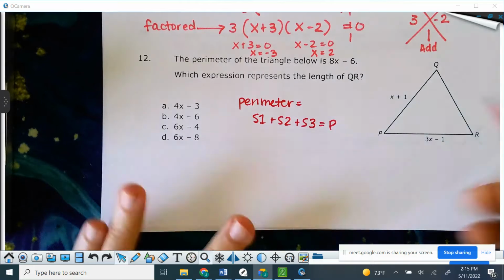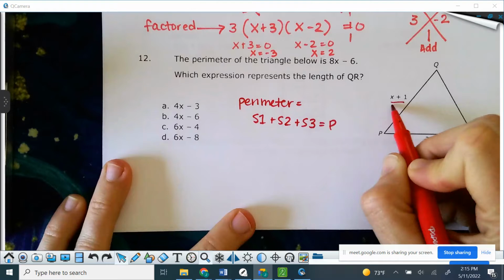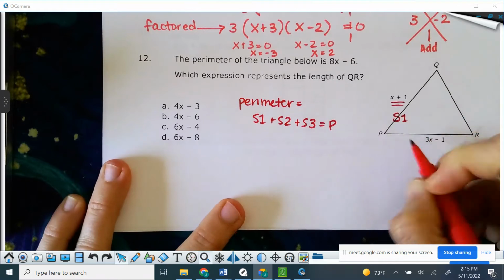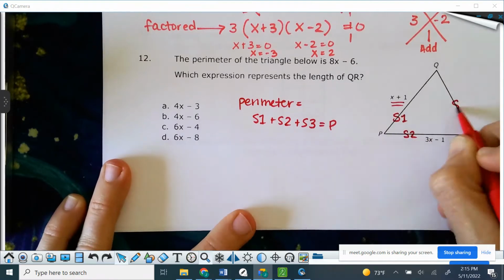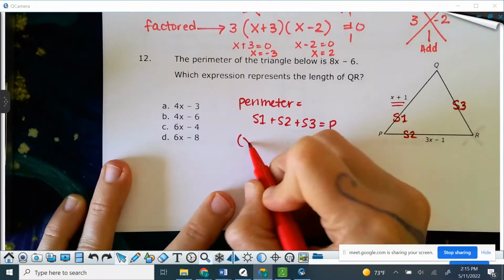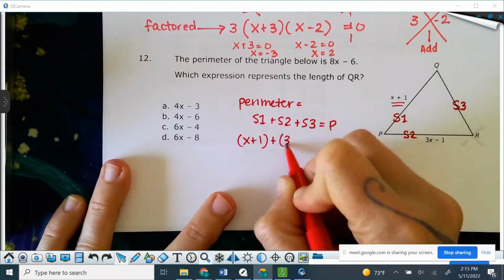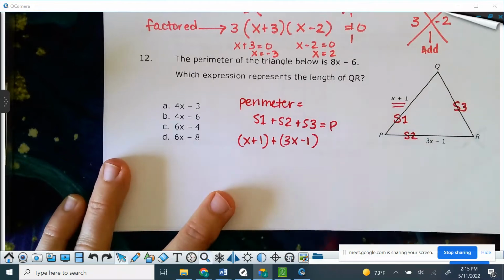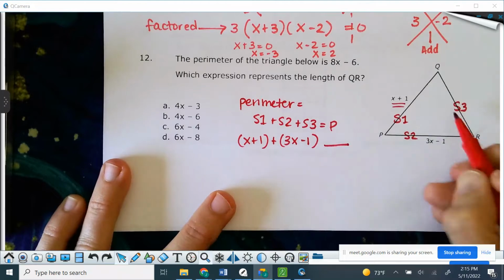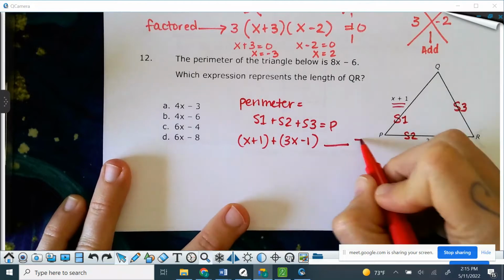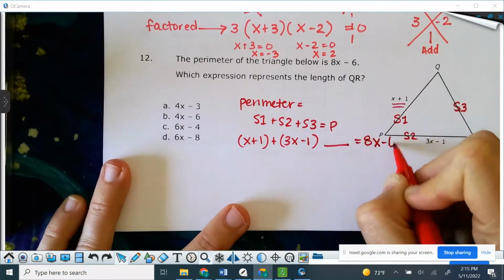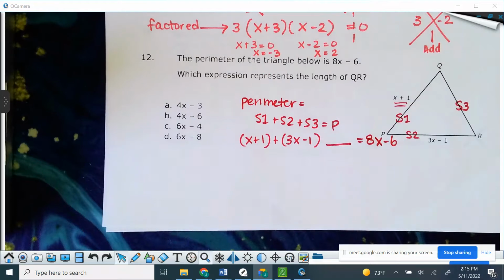If I have one of them as x plus 1, we can call that side 1, call this side 2, we'll call this side 3. So side 1 is x plus 1. We'll add that to side 2, 3x minus 1. I don't know what goes right here because we don't have anything for side 3, but we know that it's going to equal 8x minus 6 when we're finished. So the simplest way to set it up would probably be that way if you're doing it algebraically.